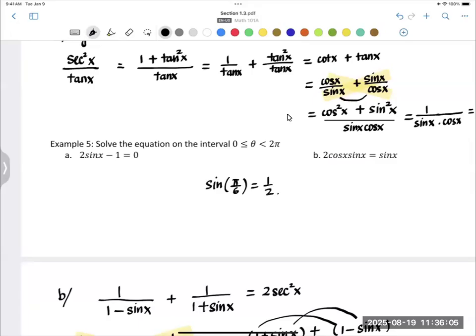So let's say I have an equation sine of x equals 1/2, and I want to find x. What does that mean? That means I want to find an angle that when I take sine of that angle, I get 1/2. And what does that angle equal? That angle is equal to pi over 6. And is that the only angle that will give you sine equal to 1/2?